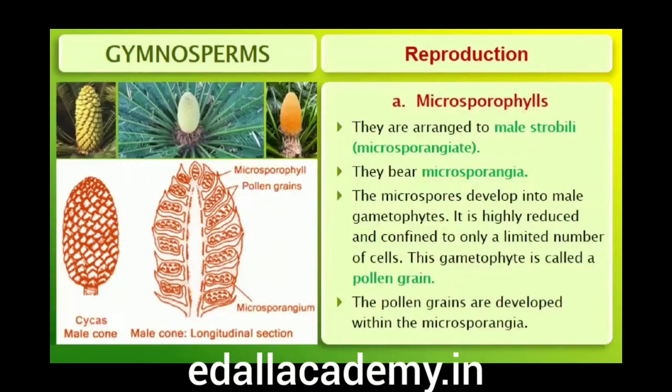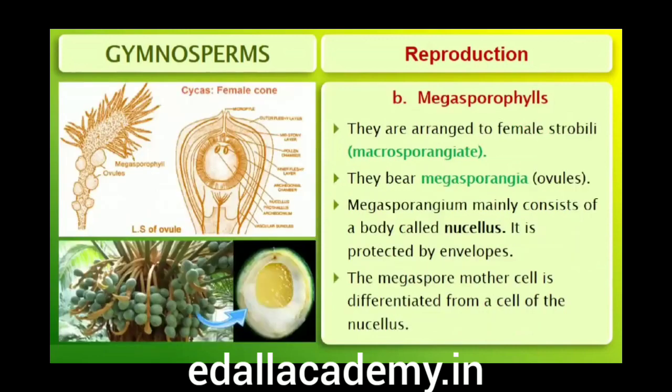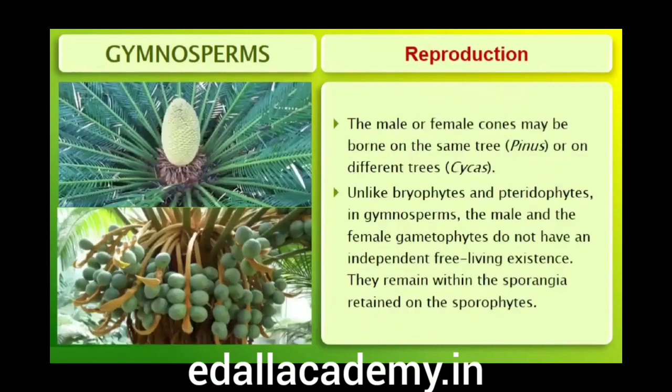The microspores develop into a male gametophytic generation, which is highly reduced and is confined to only a limited number of cells. This reduced gametophyte is called a pollen grain. The development of pollen grains takes place within the microsporangia. The cones bearing megasporophylls with ovules or megasporangia are called macrosporangiate or female strobili. The male or female cones or strobili may be borne on the same tree, as in Pinus. However, in Cycas, male cones and megasporophylls are borne on different trees.